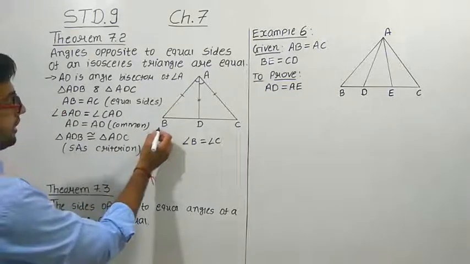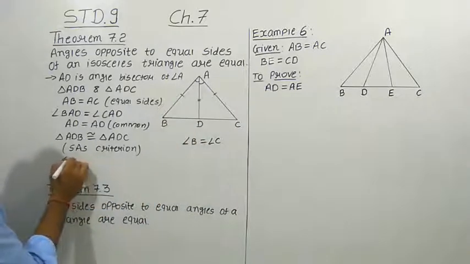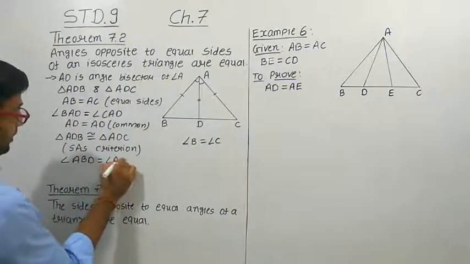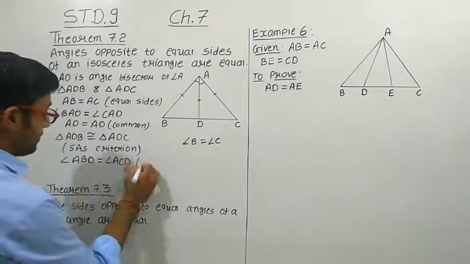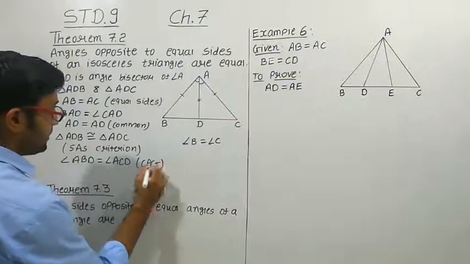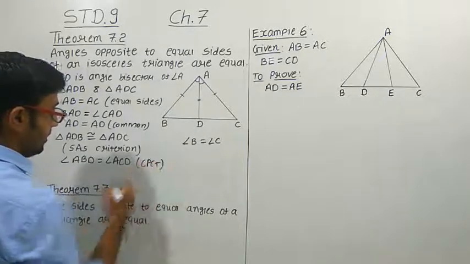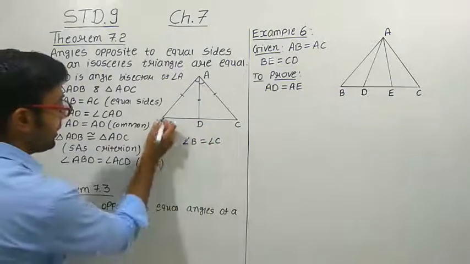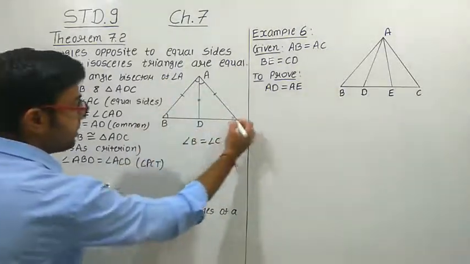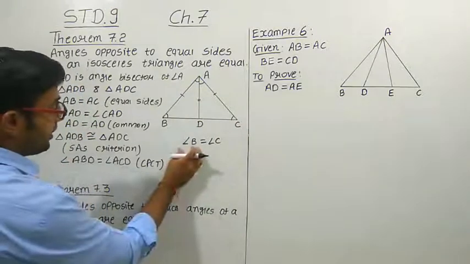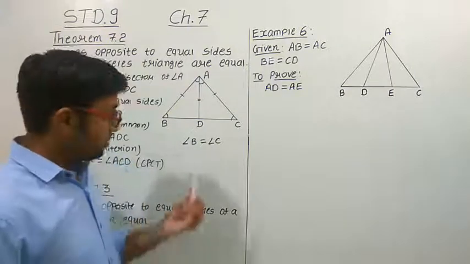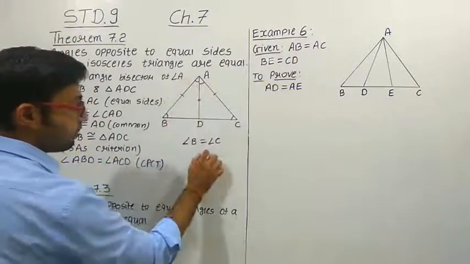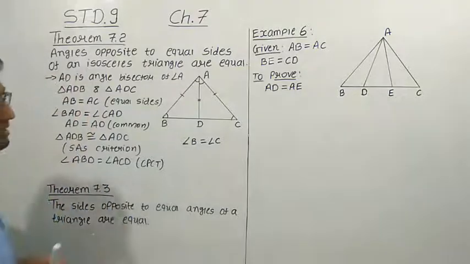So if we take angle ABD of this triangle, then we have to consider angle ACD. These two angles will become equal according to CPCT, right? Now, what is ABD? ABD means angle B. And what is ACD? ACD means angle C. So we can now write down that angle B is equal to angle C. So this is the proof. If two sides of a triangle are equal, then their opposite angles will also become equal. So this is theorem number 7.2.